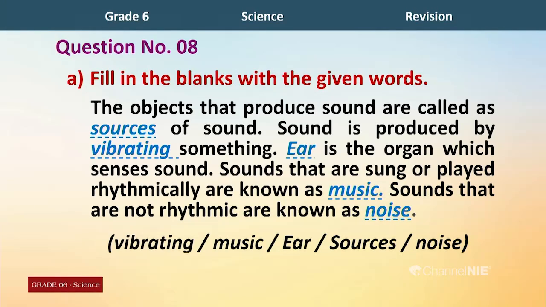The ear is the organ which senses sound. Sounds that are sung or played rhythmically are known as music. Sounds that are not rhythmic are known as noise. That is the difference between music and noise. Music is rhythmic.